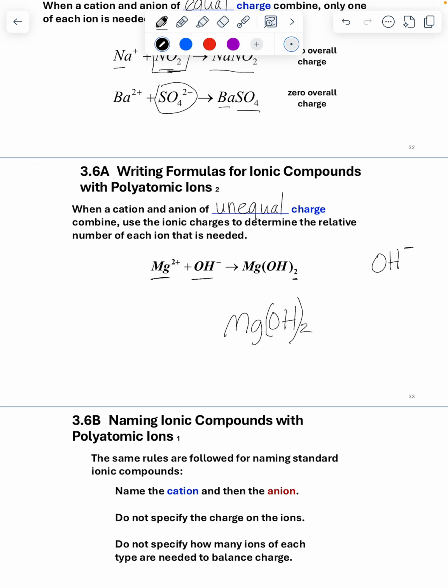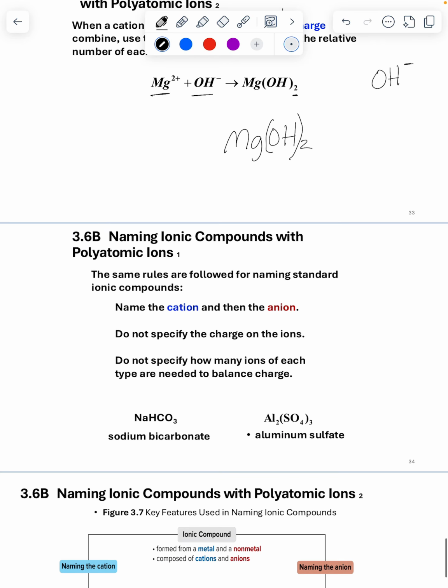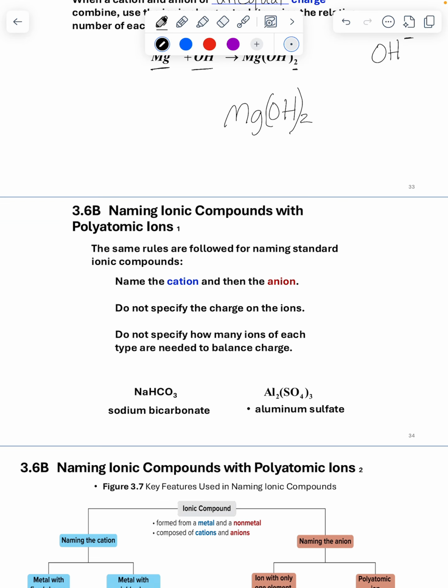When you're naming ionic compounds with polyatomic ions, the rules are similar. It says you name the cation first and then the anion. In the name itself, you never specify the charge, and you never specify how many of each atom you have. But notice that the ending of our polyatomic ions are different than our other elements or other compounds that we were naming.